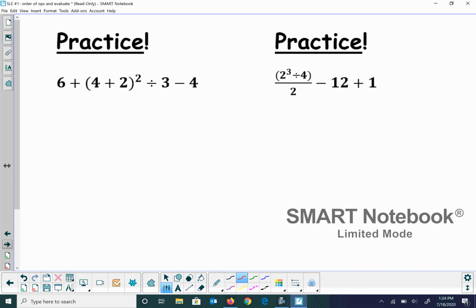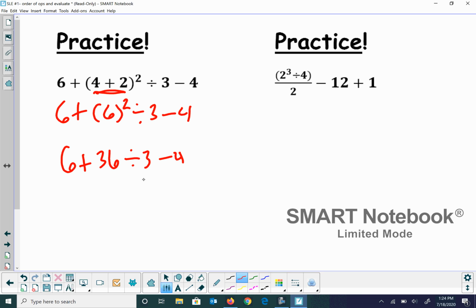Okay, so let's take a look at this first problem. Parentheses first. So 6 plus, and then we're going to add those together. 6 squared and divided by 3 minus 4. The addition and subtraction will be what you do last. So we want to take care of the exponent first, because that's the next part of PEMDAS. So 6 squared, that's 6 times 6, that's 36.